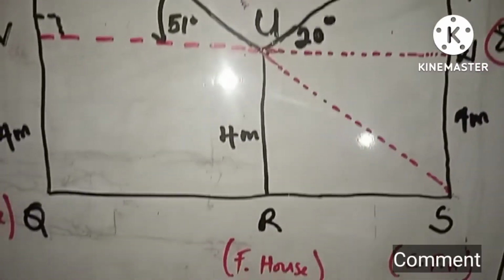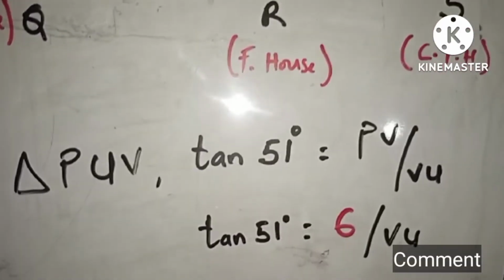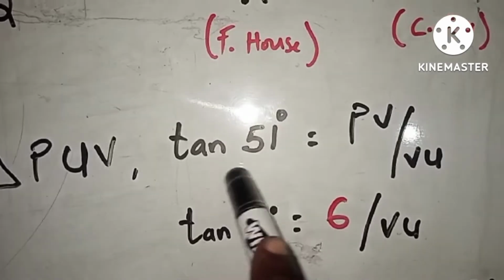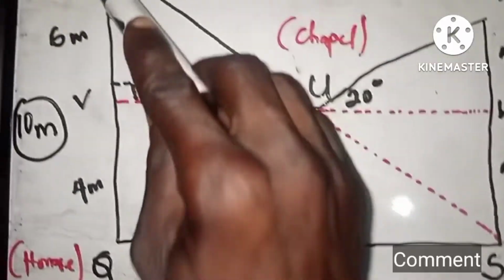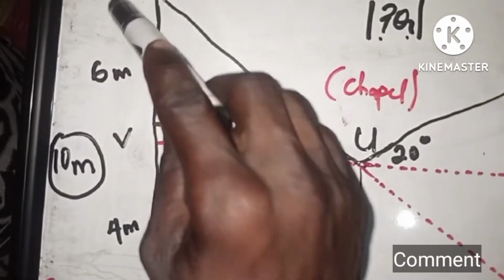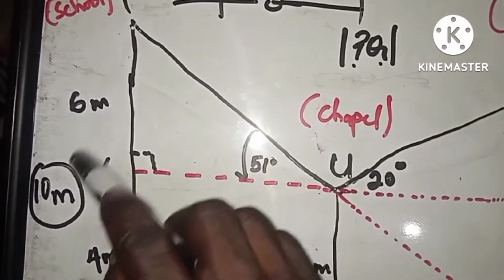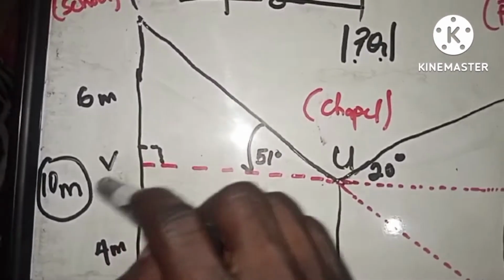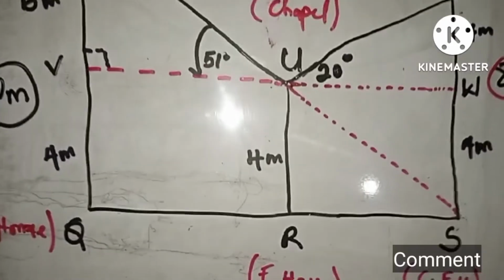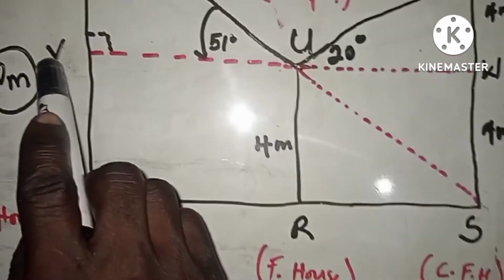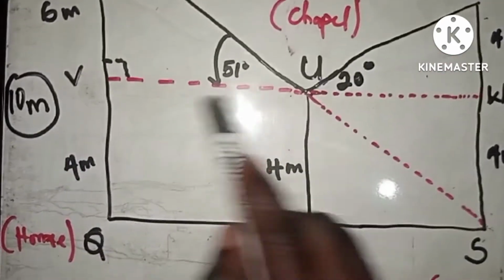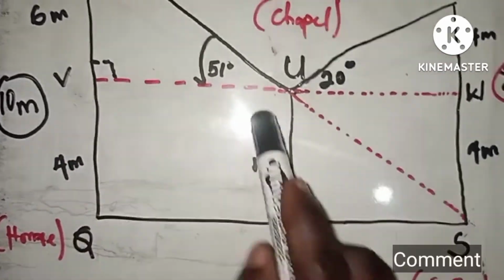Now if you proceed up to this point, you are going to have 51 times 51 here. That is equal to the PV. So the PV here, have you seen? From the school to maybe some point here, right? From the school to some point, that will be your opposite. So divided by what? Adjacent. As I said earlier, adjacent will be from the V to the chapel, so this V here to the chapel down here.